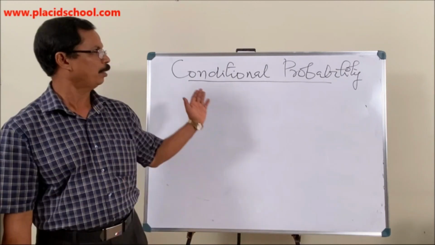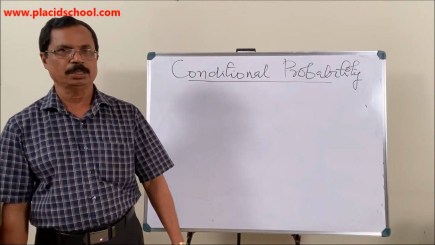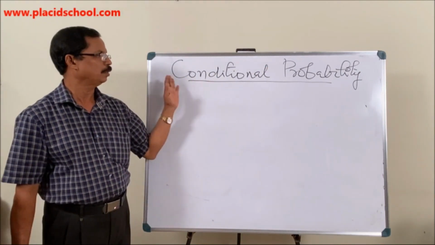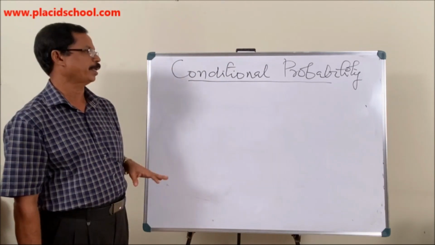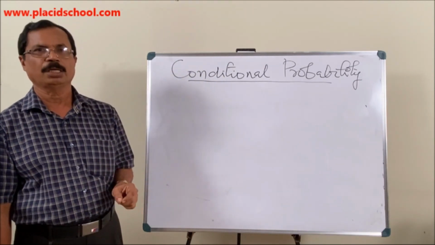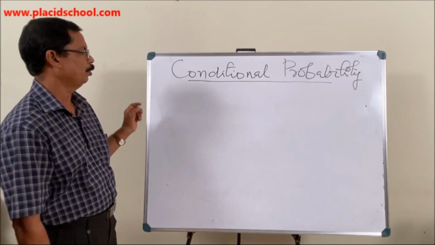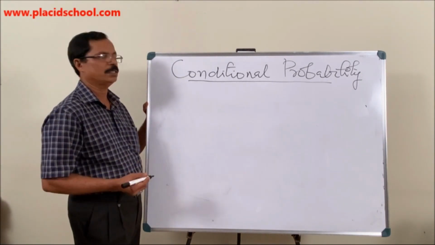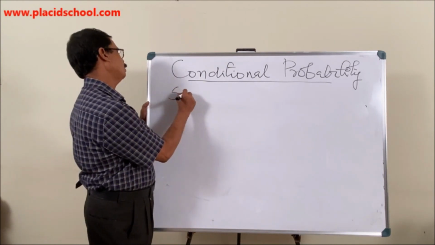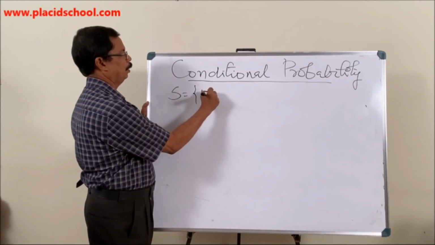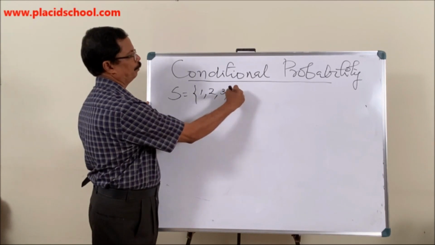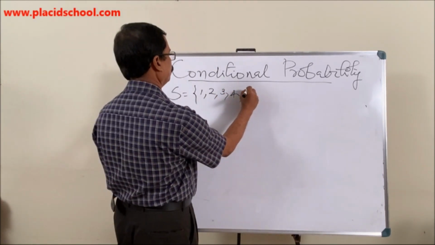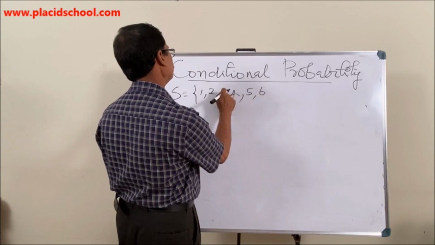Now let us come to the main topic, that is conditional probability. This is the section that we have to study in the second year. What is conditional probability? We will start with an example. Consider the random experiment of throwing a die. Then what is its sample space? S is equal to the set 1, 2, 3, 4, 5, 6.